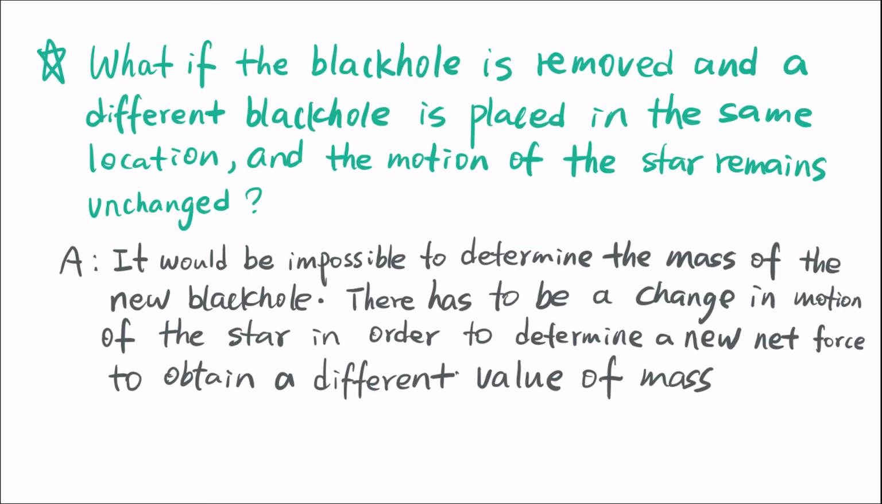And what if the black hole is removed and a different black hole is placed in the same location and the motion of the star remains unchanged? In this case, it would be impossible to determine the mass of the new black hole, since there has to be a change in motion of the star in order to determine a new net force to obtain a different value of mass.